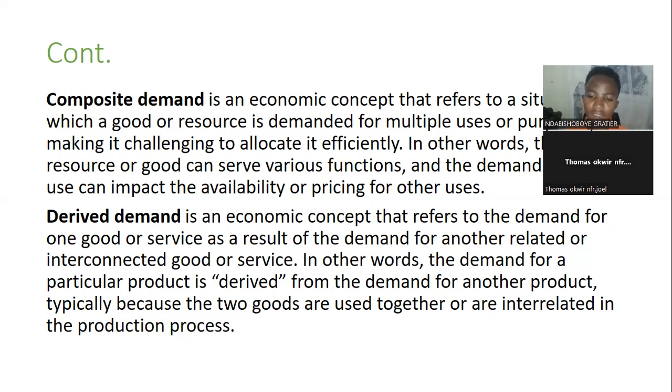Who can give us another example following the way I've explained? The demand for a tractor. Yes, the demand for a tractor comes as a result of the desire to cultivate. Very good. Because you need to cultivate, you demand a tractor. Okay, I think that one is understood.